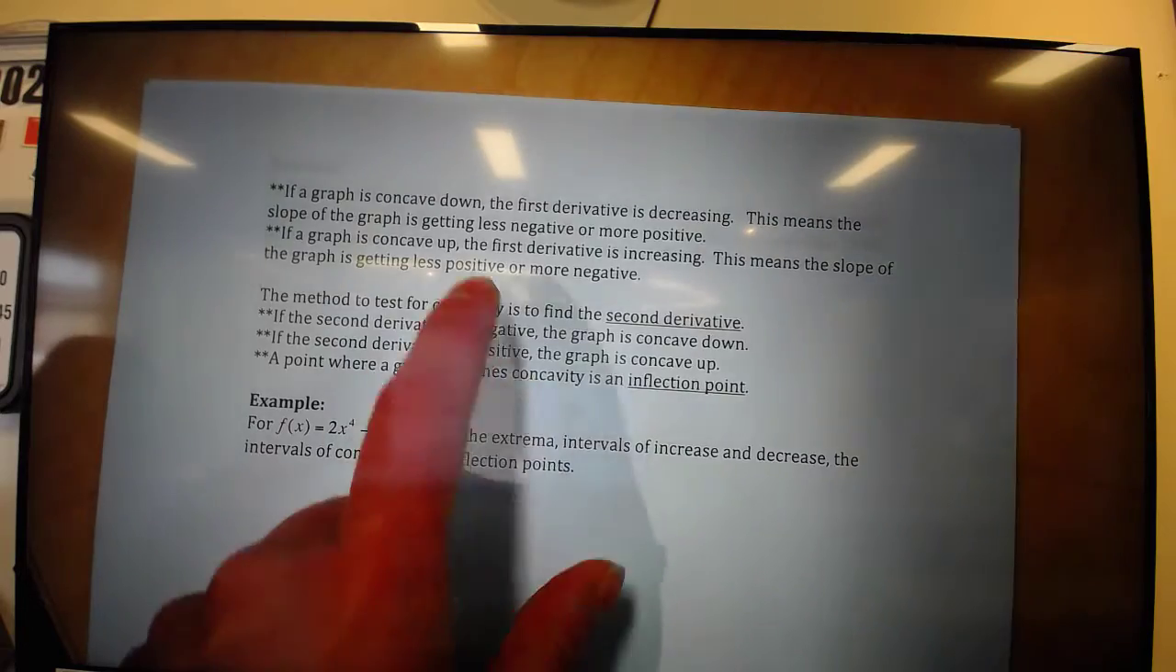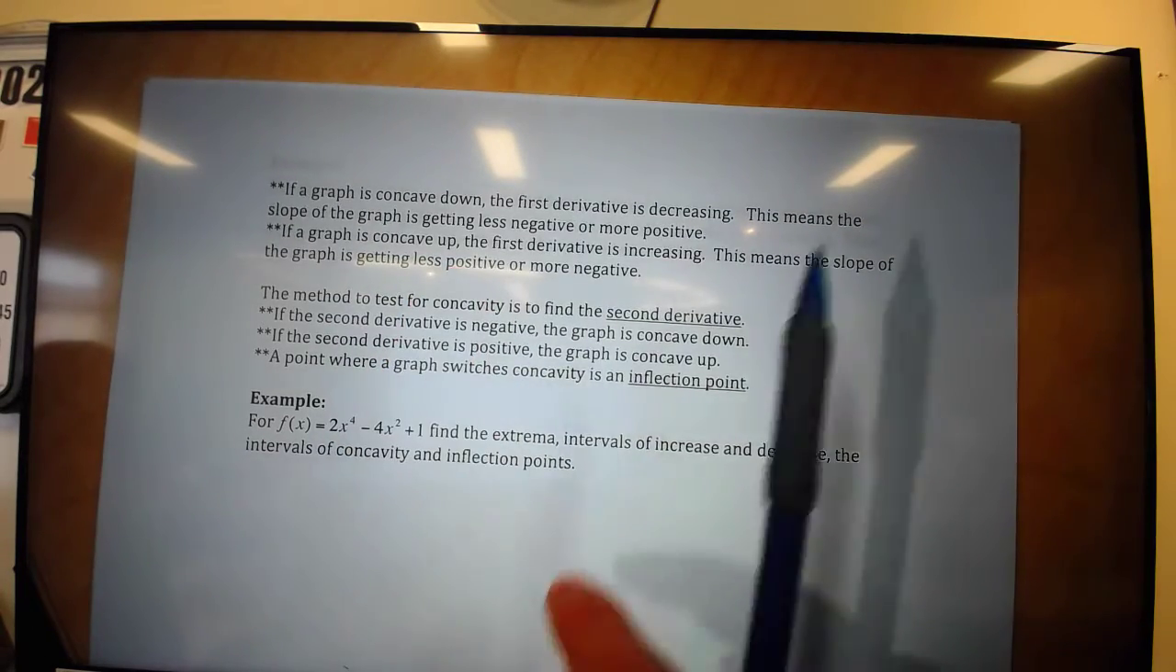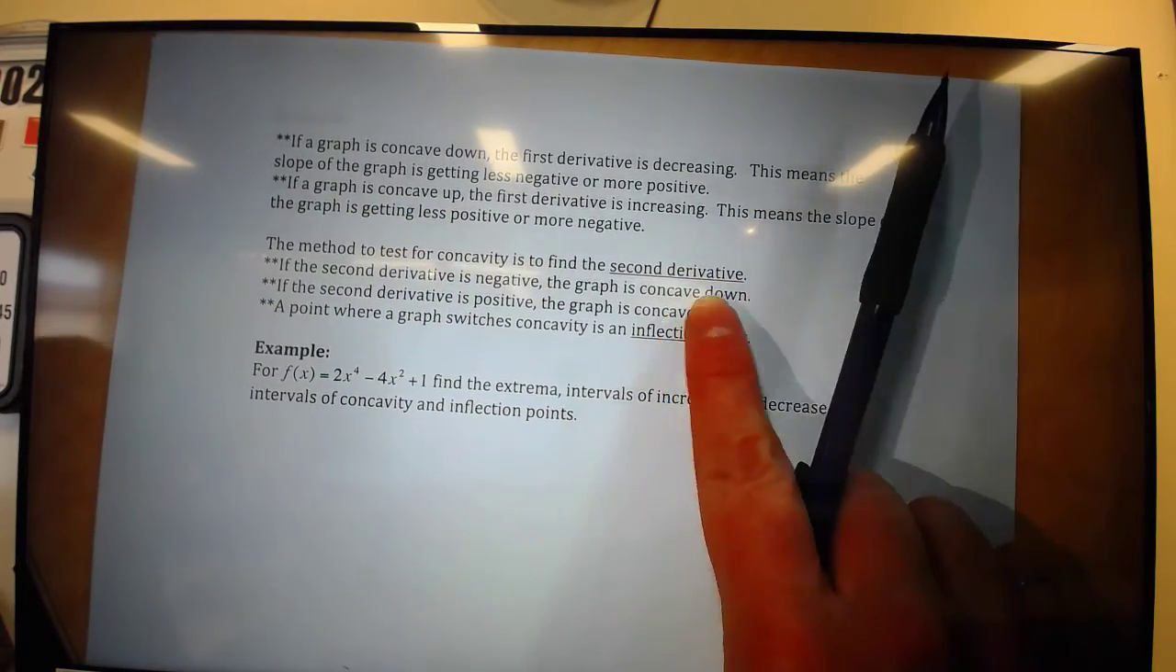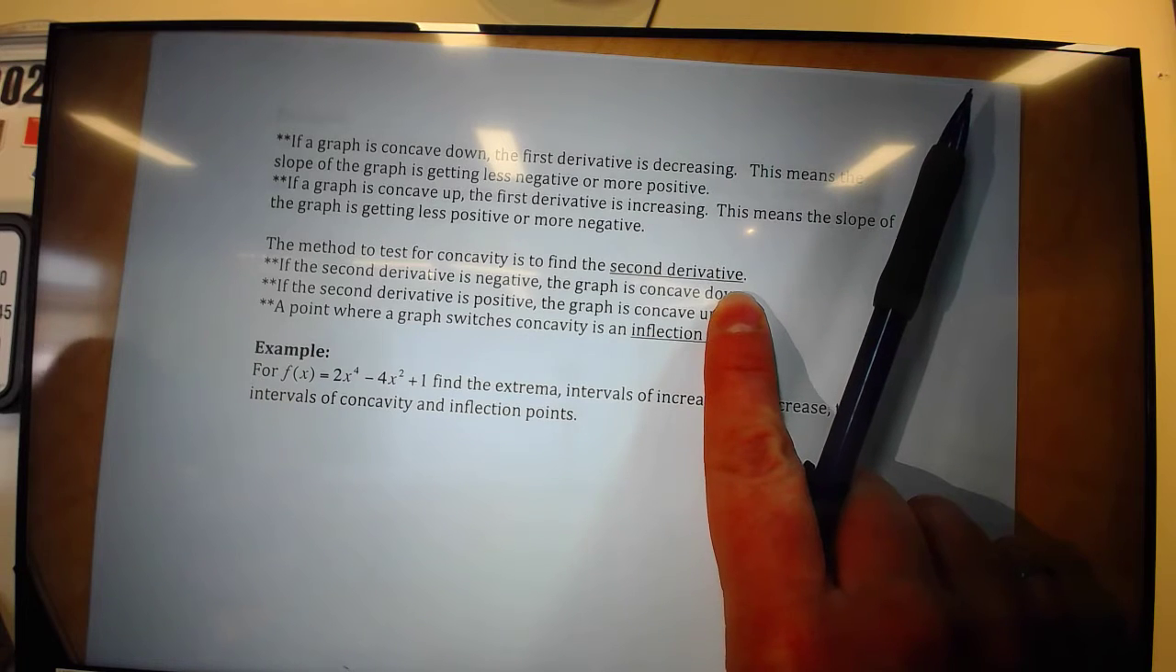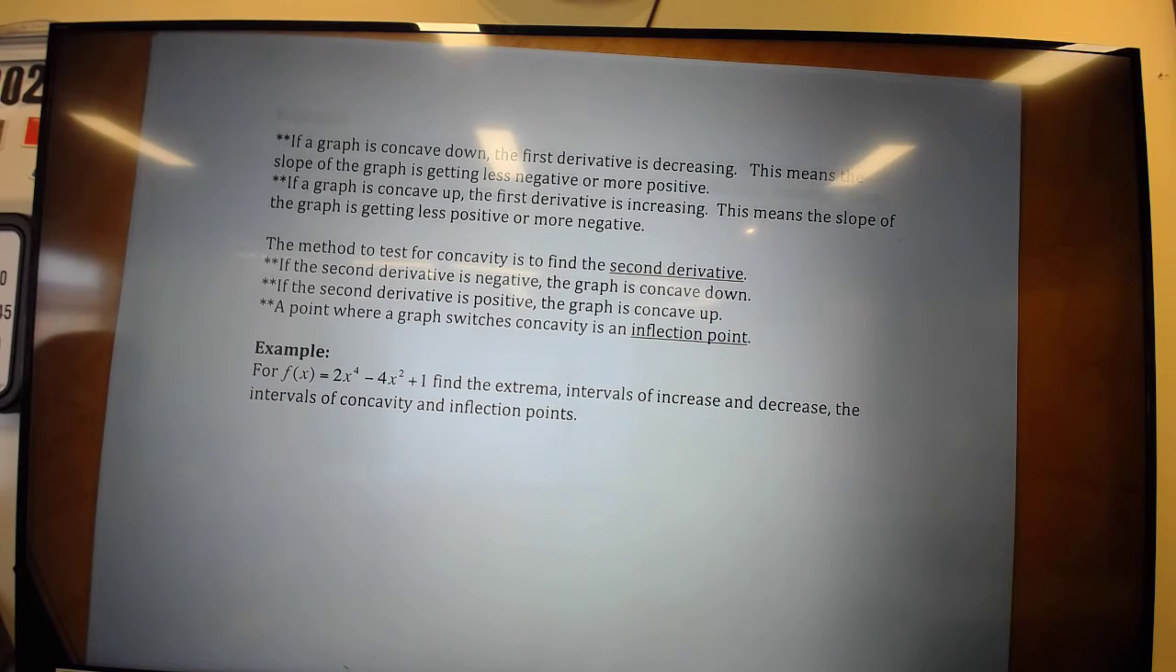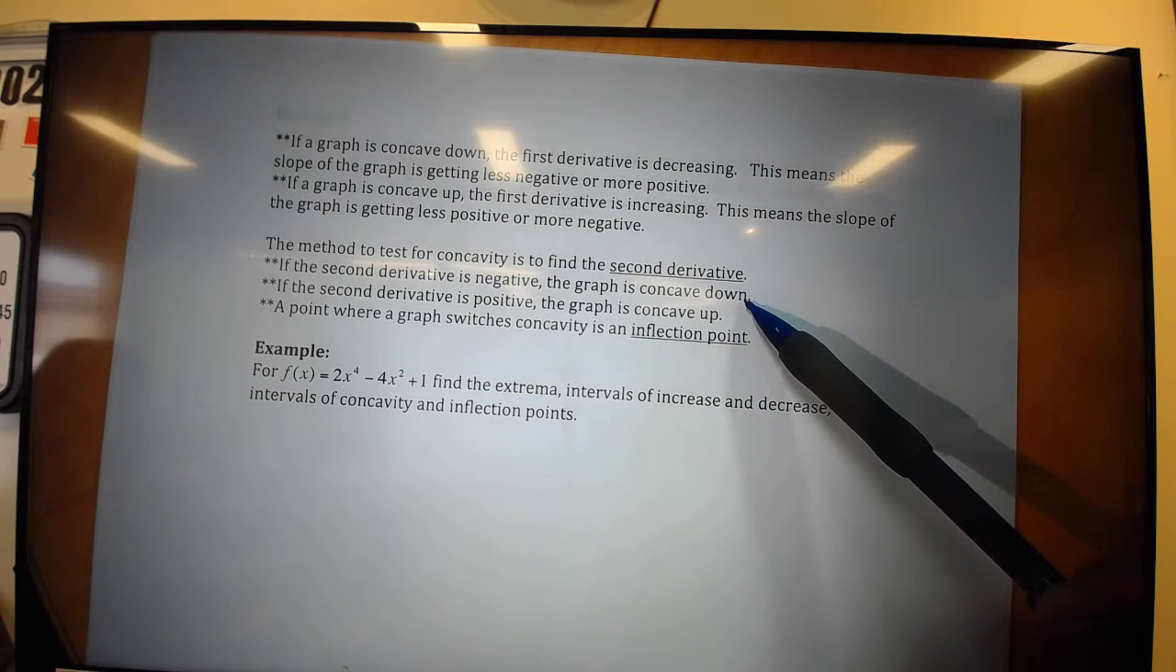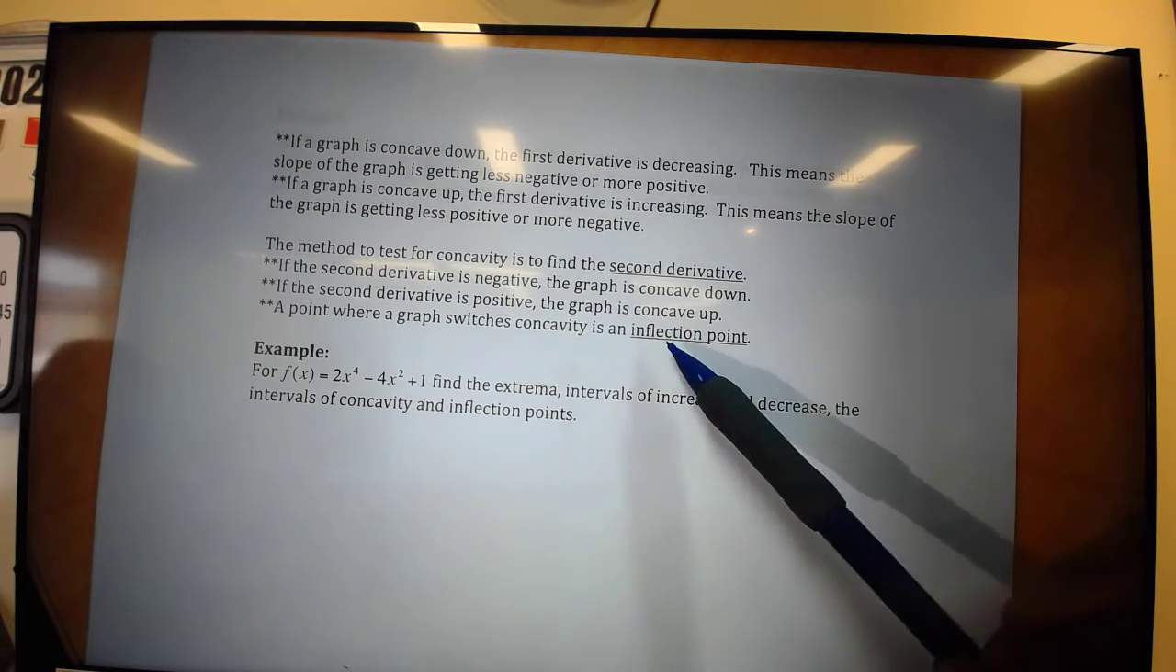So that's what this one's saying. The method to test for concavity is to find the second derivative. Just like to figure out if a graph was increasing or decreasing, we checked the first derivative, we can check the concavity using the second derivative. So if the second derivative is negative, the graph is concave down. If the second derivative is positive, the graph is concave up.